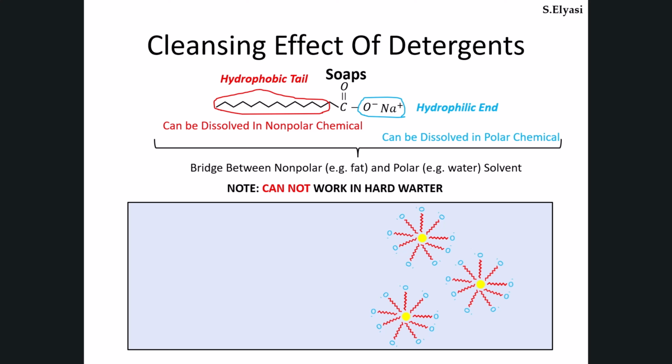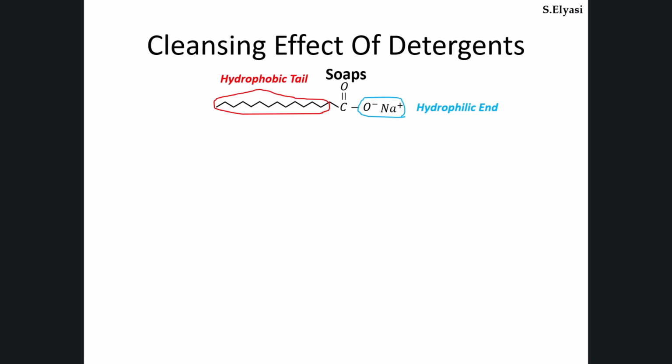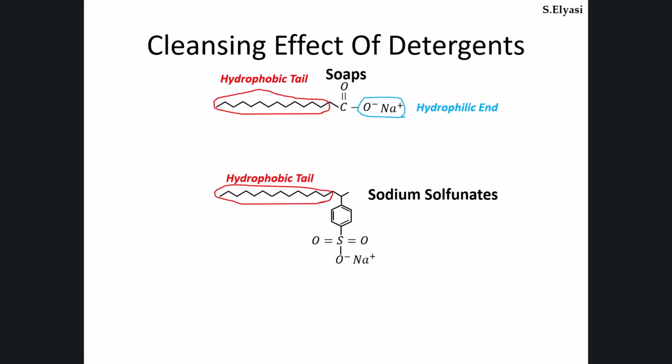A major class of such surfactants is alkyl benzene sulfonates. The molecular structure of alkyl benzene sulfonate is similar in concept to soap. It has a hydrophobic hydrocarbon tail and a hydrophilic head that includes a benzene ring and a sulfonate group. This structure, again, creates a bridge between water and nonpolar oils, enabling the formation of stable dispersions.